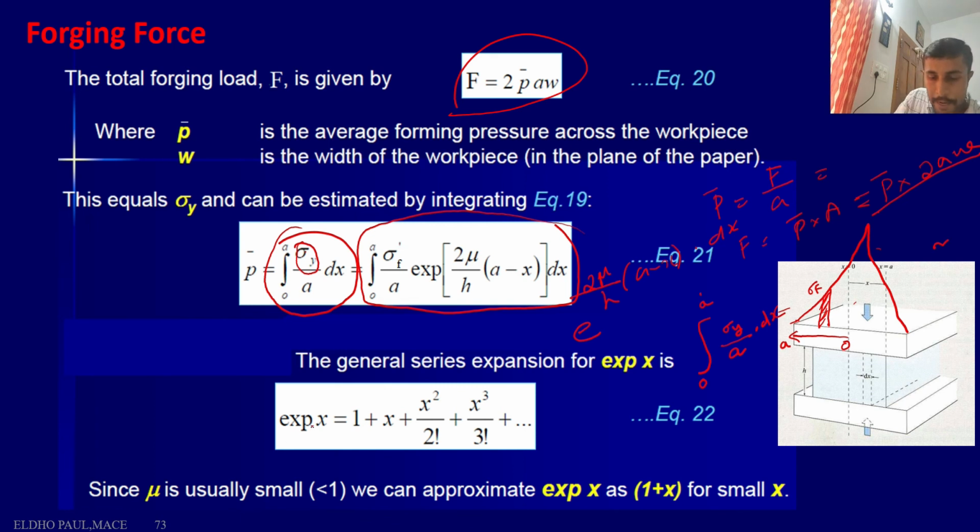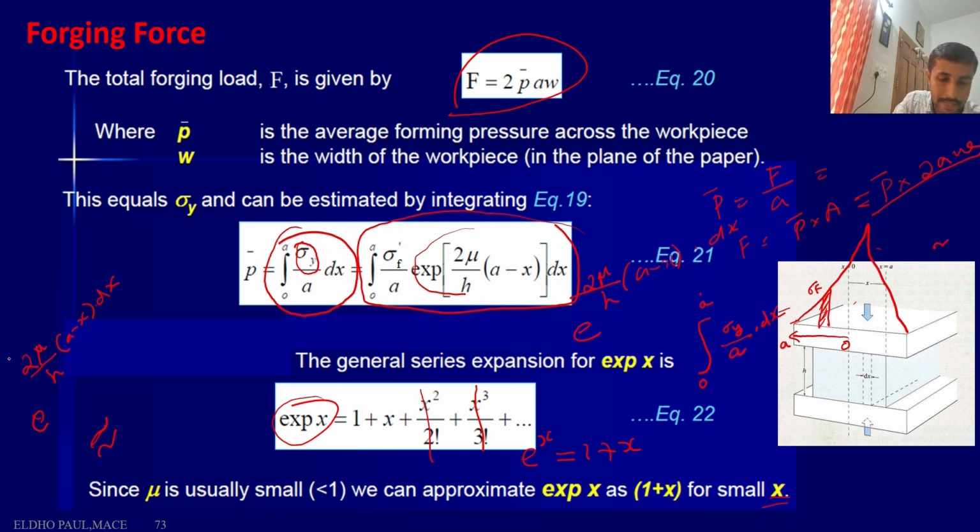What is the expansion of e raised to x? e raised to x is 1 plus x plus x square by 2 factorial plus x cube by 3 factorial. If the x value is very small, we can neglect the higher terms, because x square and x cube will be further small. So we can say e raised to x is equal to 1 plus x. So here, e raised to x can be assumed 1 plus x.